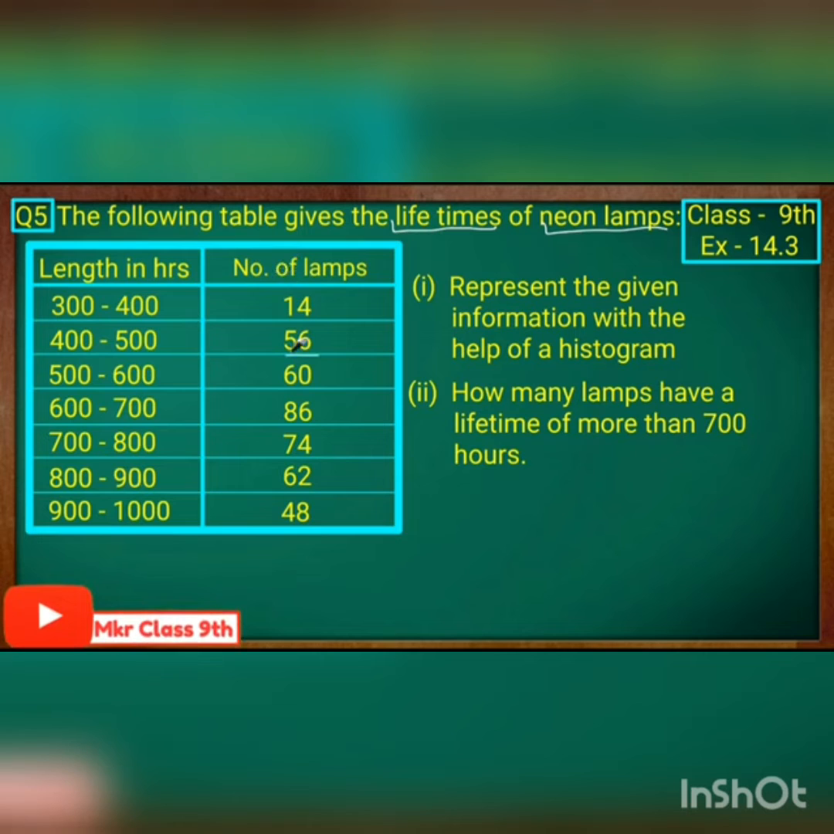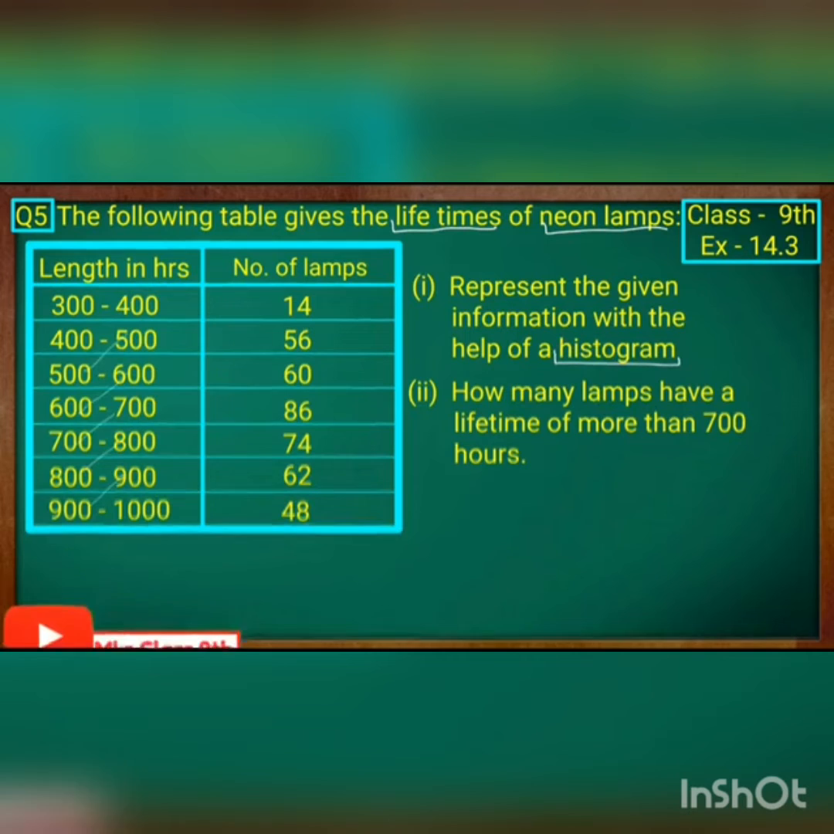Now if you notice, the length of hours is given in class intervals 300 to 400, 400 to 500, 500 to 600 and so on, and with respect to each class interval we are given the number of lamps. So we have to represent this on a graph paper, and then also answer the second question, that is how many lamps have a lifetime of more than 700 hours, which we will get after drawing our histogram.